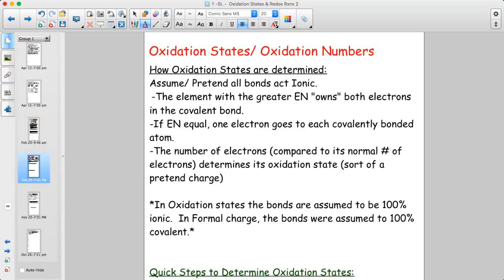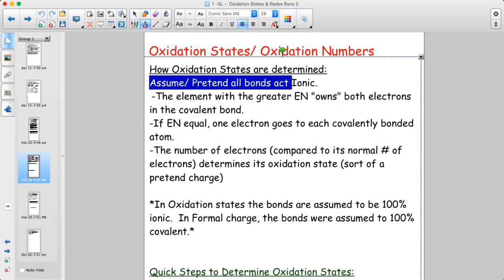So oxidation states are going to be a way that we can figure out where the electrons transfer from, which elements lose electrons and which elements gain electrons. It's going to be a way to identify oxidation and reduction and which elements are getting oxidized and which are getting reduced.